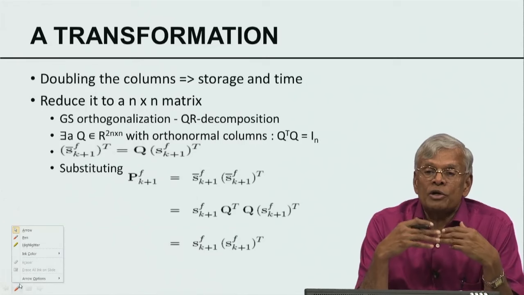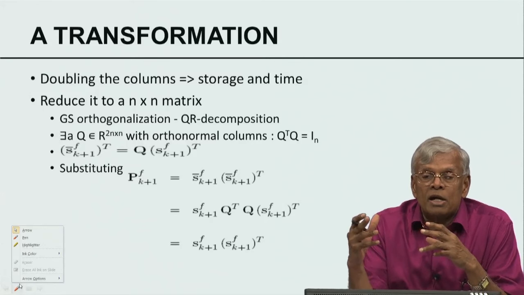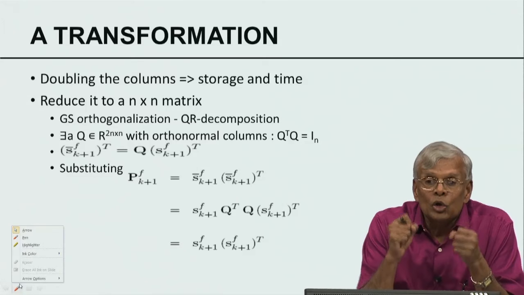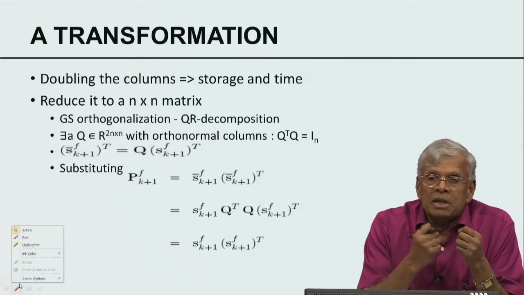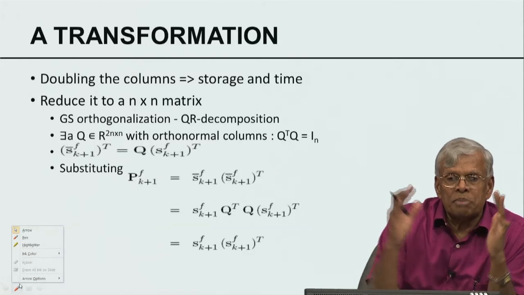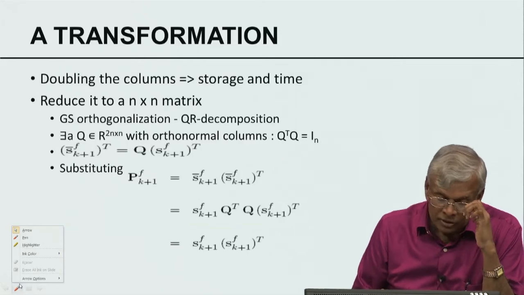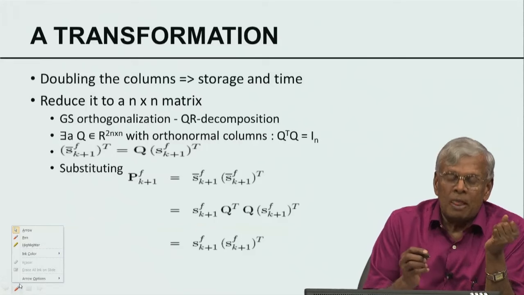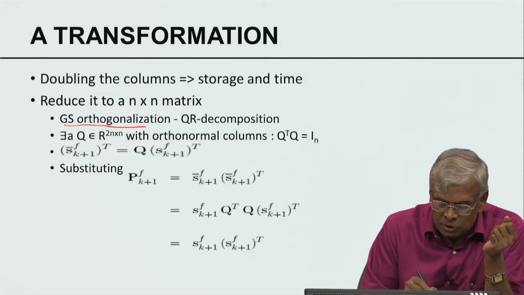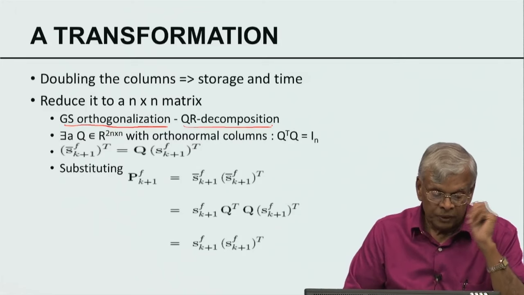Computationally it is required to reduce to n by n matrices. Therefore, when we reduce an n by 2n matrix to an n by n matrix, we have to take care that we do not lose any information. So this must be an information lossless transformation while I compress the number of columns from 2n to n. That is the goal. This can be done very easily by a method that we already know, called the Gram-Schmidt orthogonalization process, which we saw in the context of QR decomposition.